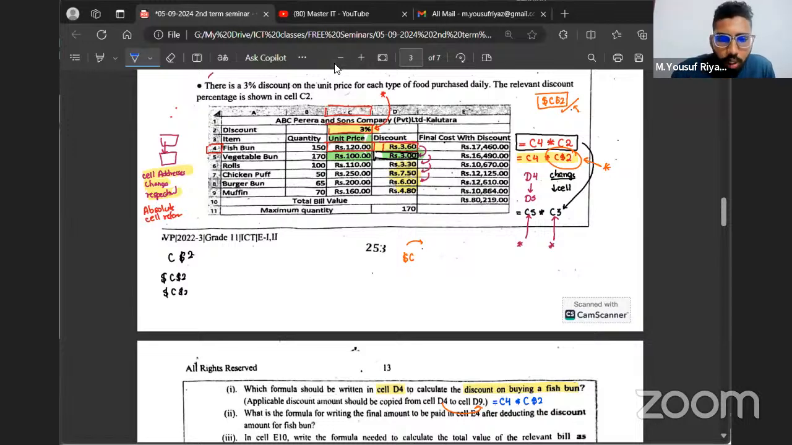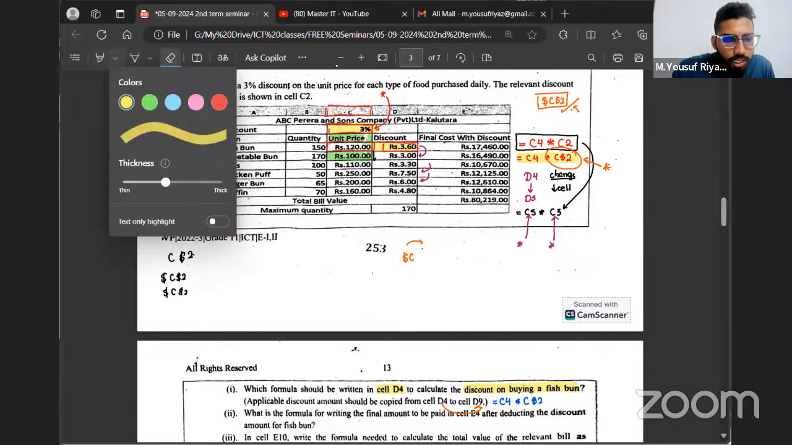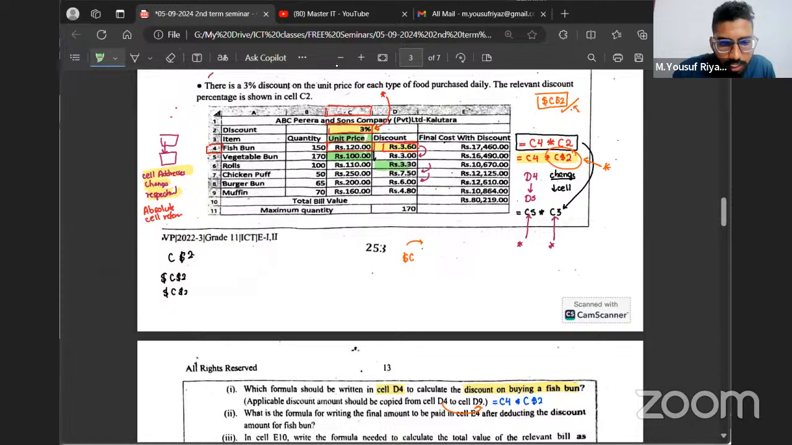Because when I copy that formula from D3, so D4, when I copy it to, let's say, D6, in D6 I want the fish rolls, I want the rolls discount. When I copy it to D8, I want the burgers discount, right? So I want it to change. I want the C4 to change. This is a requirement.